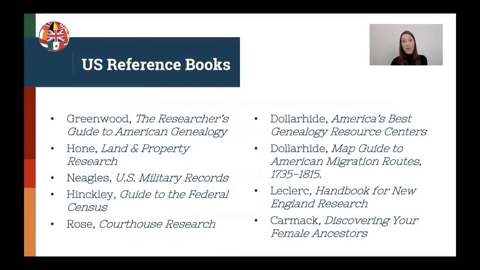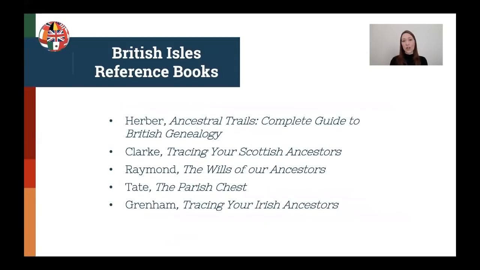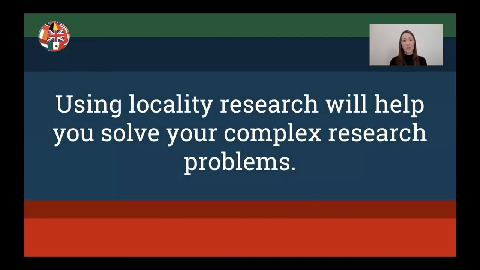I'm not going to read all of these. They're in the syllabus, but we have a lot of US reference books that we can go to and learn more about record types and how to find different types of records. And also British Isles reference books. I put those all in your syllabus. So hopefully something in all of this information will be helpful in solving your more complex problems. Locality research is definitely a way to figure out what went wrong. Why can't I find what I'm looking for?